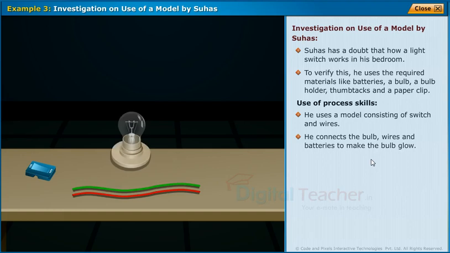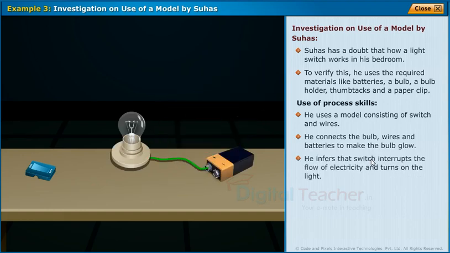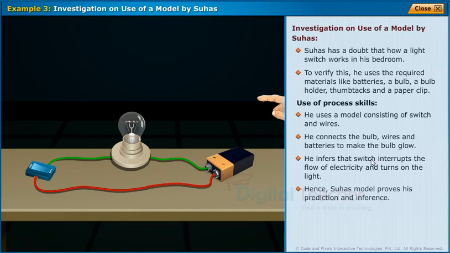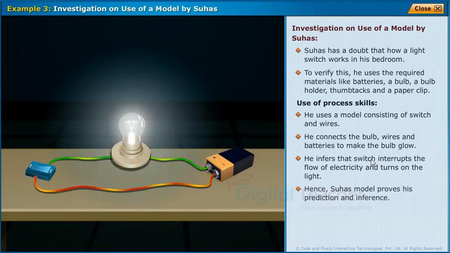He connects the bulb, wires and batteries to make the bulb glow. He infers that the switch interrupts the flow of electricity and turns on the light. Hence, Suhas' model proves his prediction and inference.